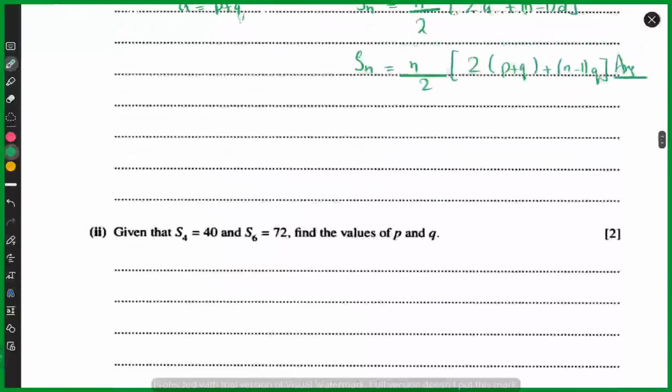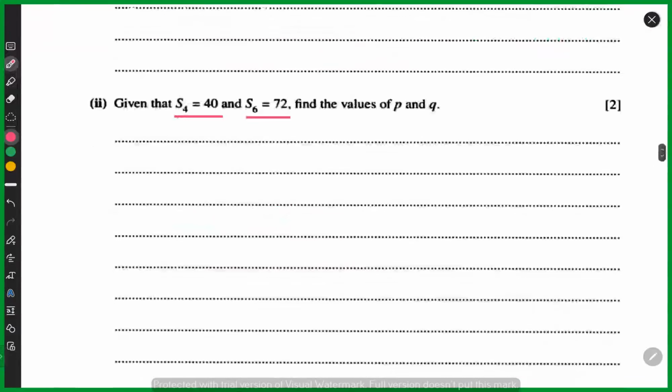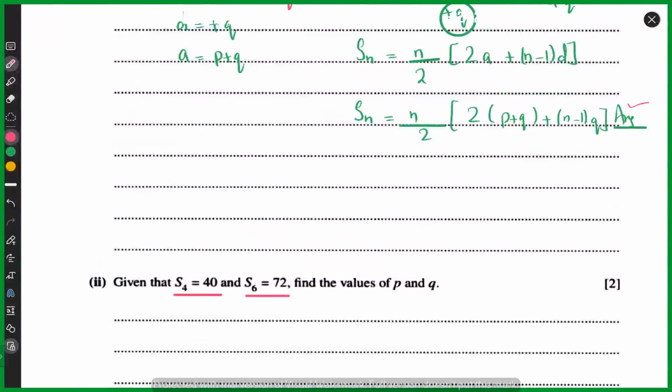So basically, this is the sum formula. And you have been told that when n is 4, the sum is 40, and when n is 6, the sum is 72. So you're only supposed to play with the values of sum and n. You would get two equations. You need to solve them simultaneously and then find the values of p and q. It's only a 2-mark question. Take 2 minutes and tell me your answers quickly.